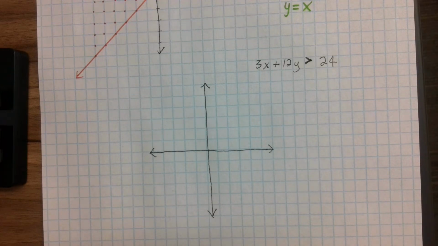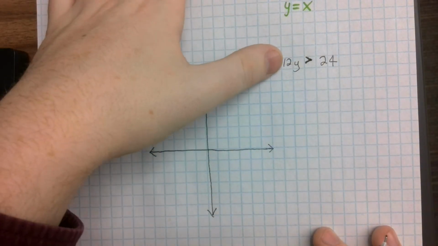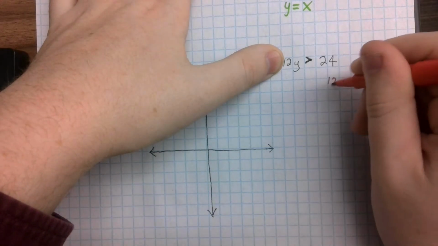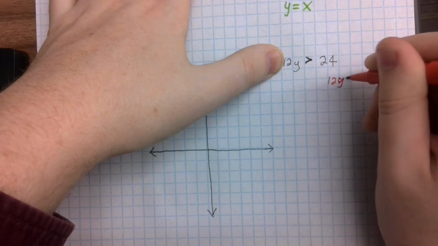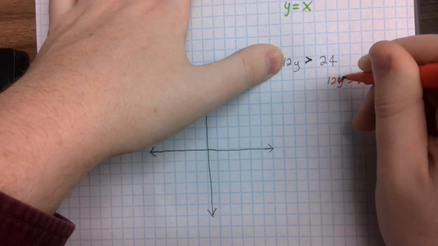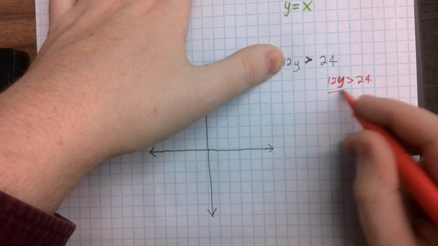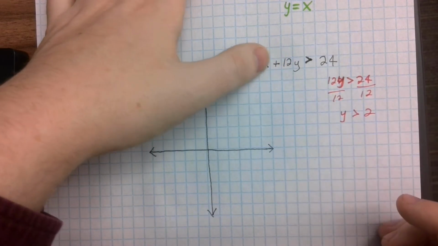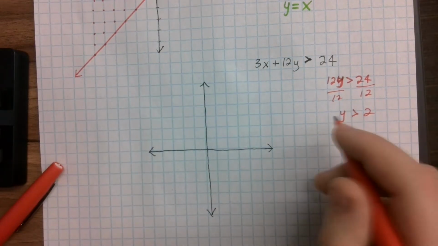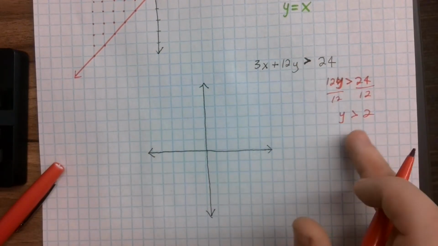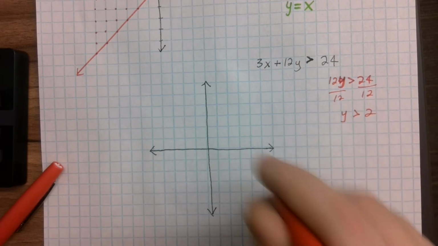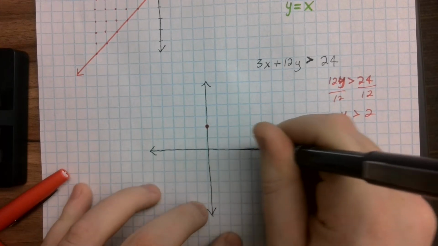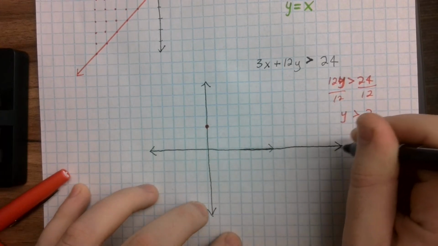Here's the deal. By solving in standard form, we know that we can use the thumb trick. So if we cover up our x, we get 12y is greater than 24. And if we divide both sides by 12, we get y is greater than 2. Just like before, we can almost imagine this as an equal sign, telling us that our y-intercept is at 2. Now, I realize I made my graph a little bit too small for this, so let me extend it out just a little bit.